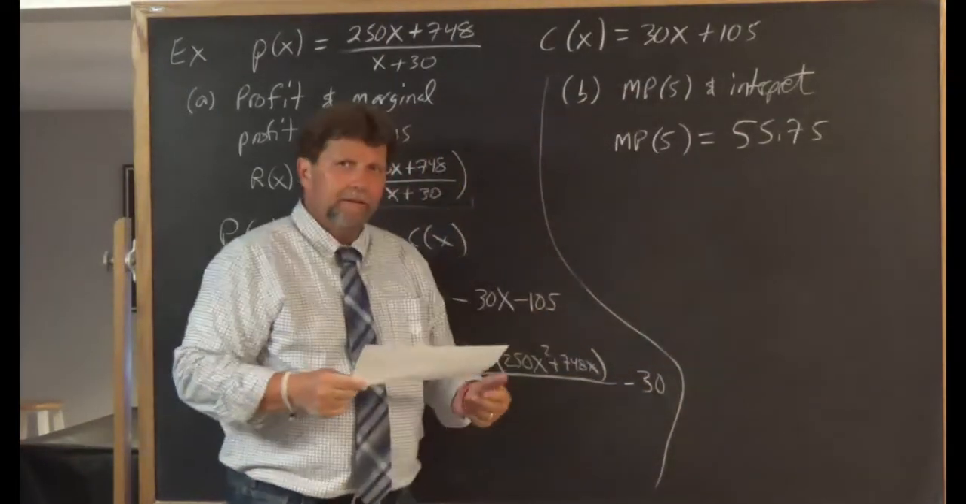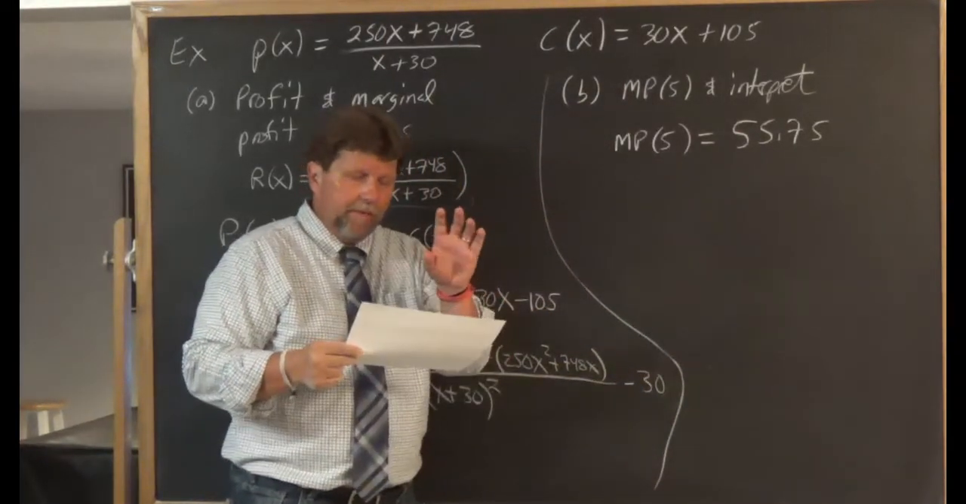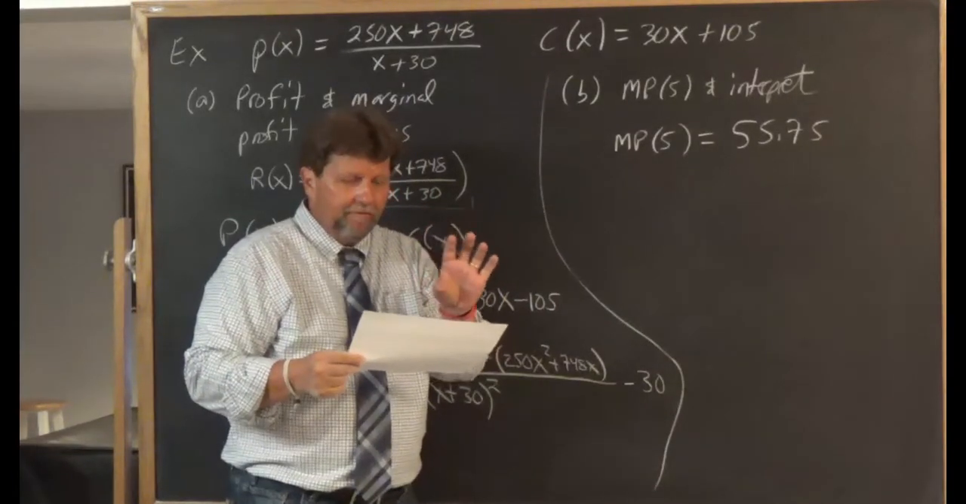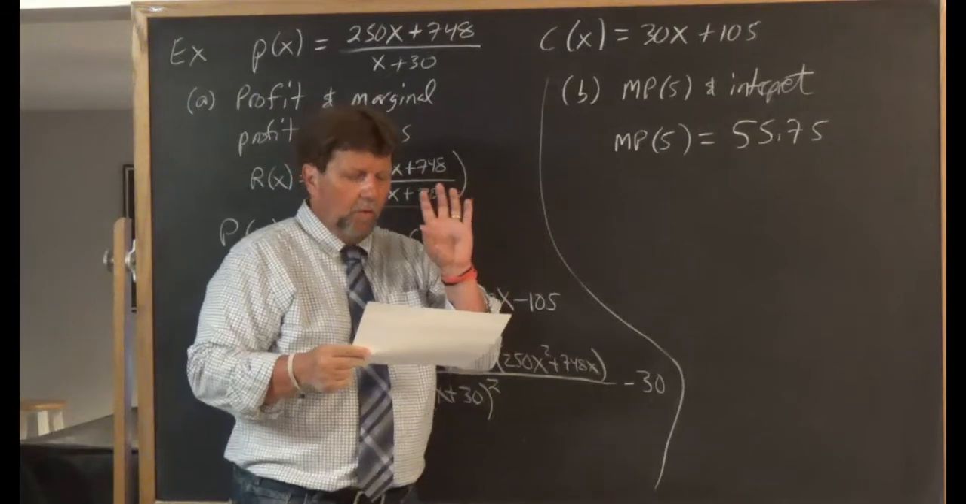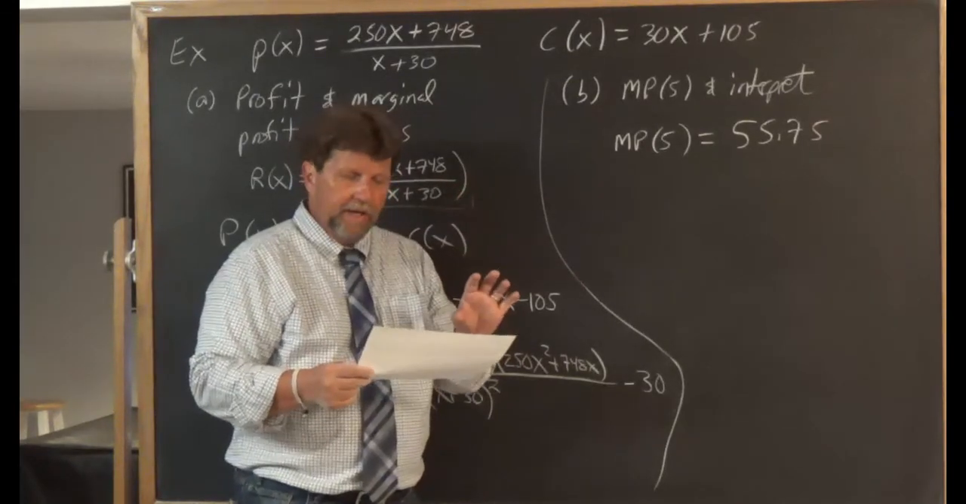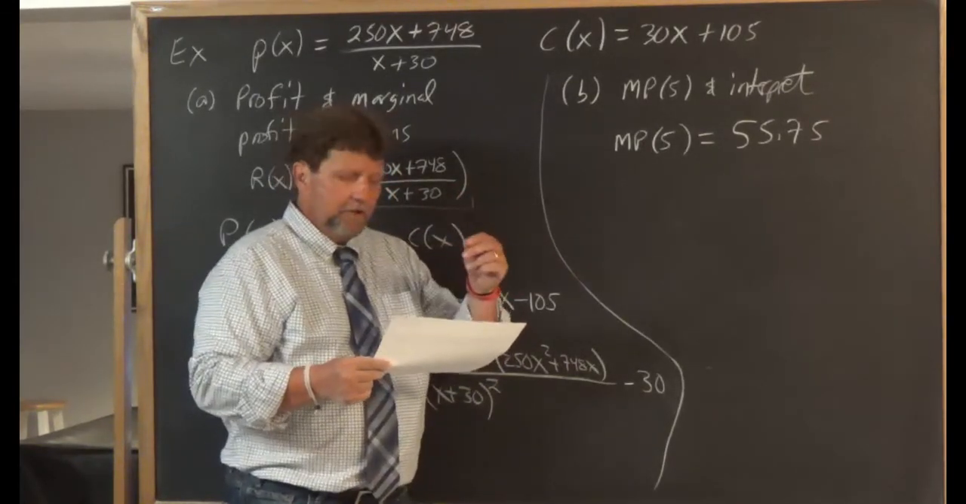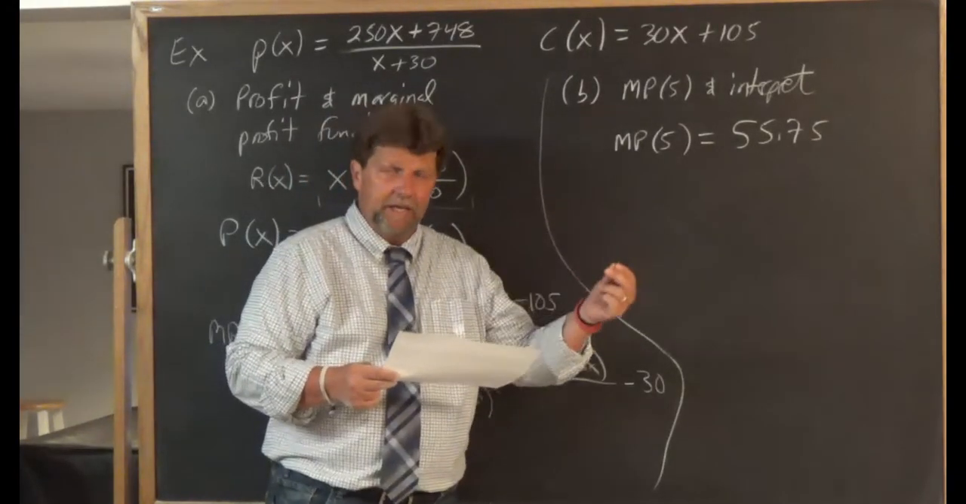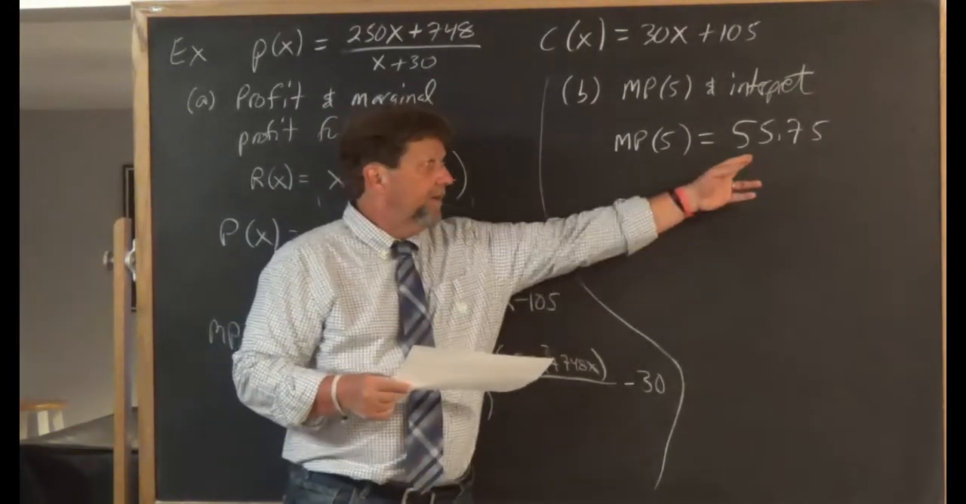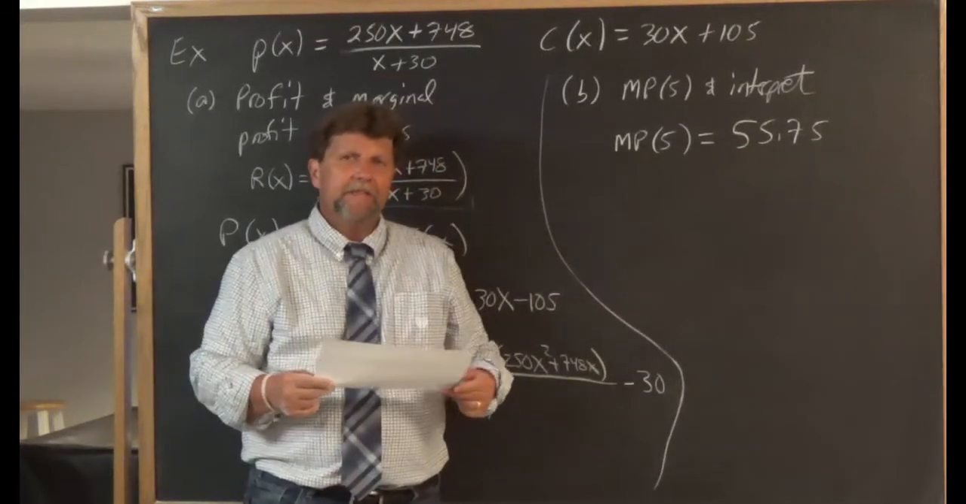So what does that mean? Well, that means when we're at a production level of 5 of these pens, whatever these special pens are, the additional profit on making and selling the 6th pen is about $55.75.